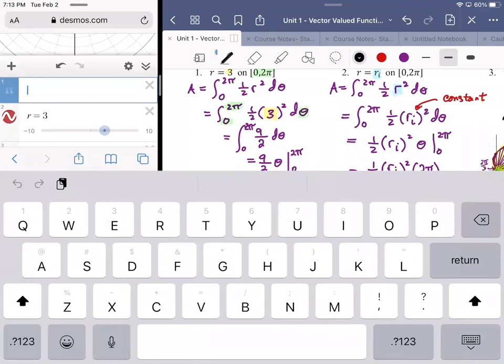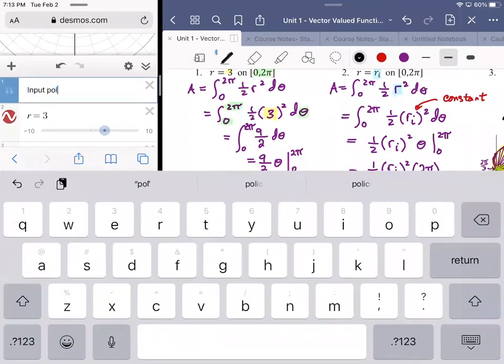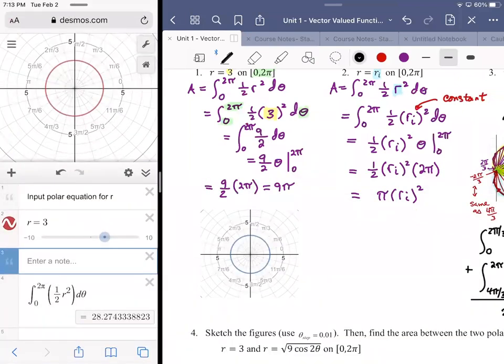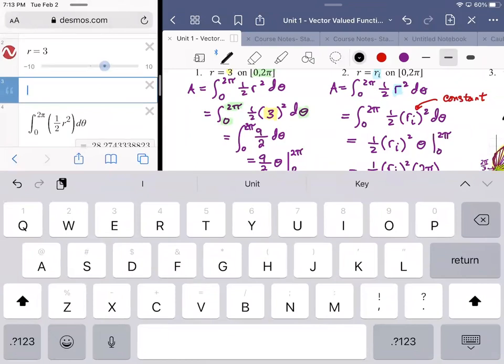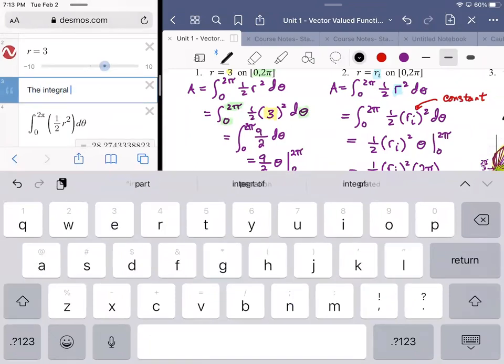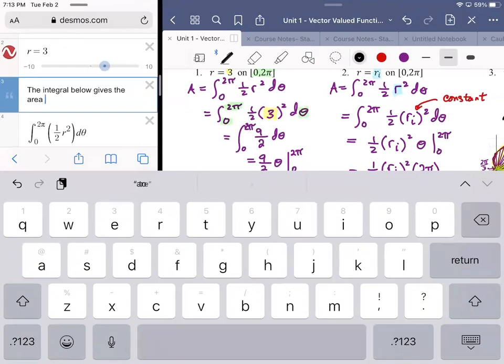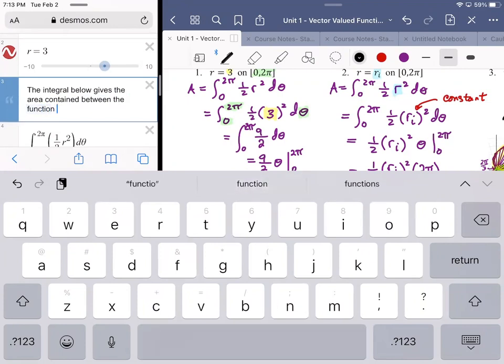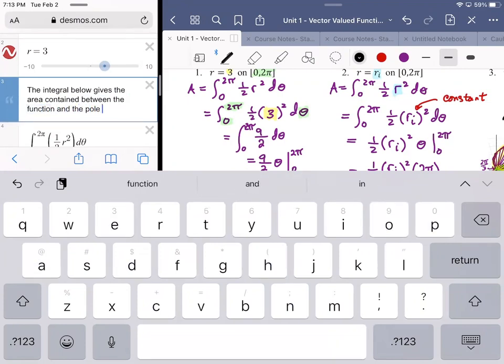Pop in a little note saying input polar equation for R. And then if you really want to get snazzy with it, indicate that the integral below is the area contained between the function and the pole over A to B.